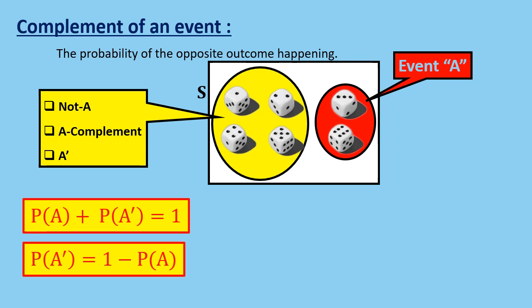Understanding complementary events is important in probability because it can help us find the probability of an event by looking at its complement instead. Sometimes, it is easier to find the probability of the complement event and subtract it from 1 to find the probability of the event we are interested in. Let's look at an example to better understand this.